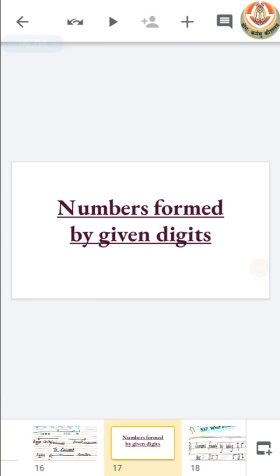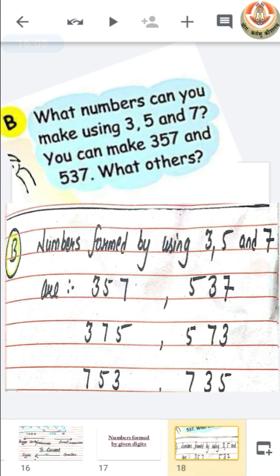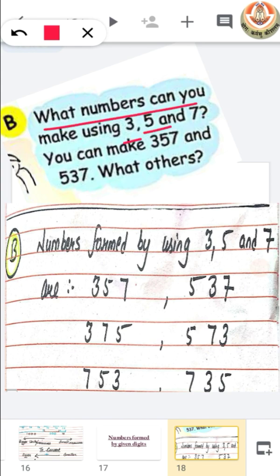Now, numbers formed by given digits. So let's solve this with a puzzle. So here we have a puzzle. What numbers can you make by using 3, 5 and 7? Two of them they have already given. So let's see how many numbers we can make by using 3, 5 and 7.